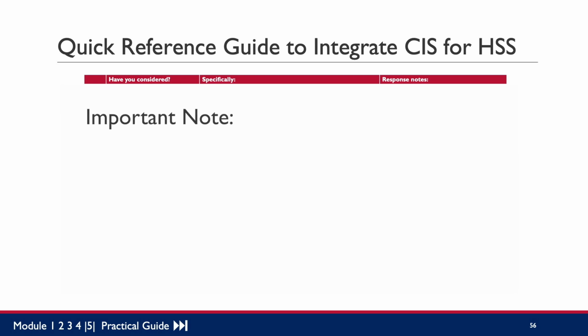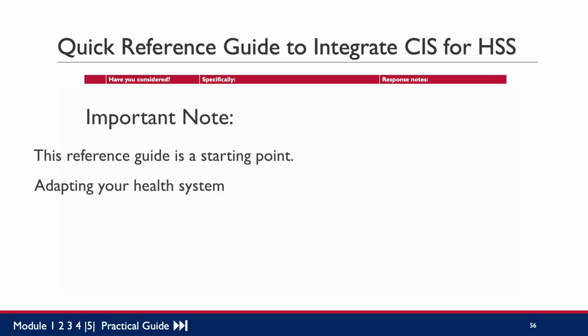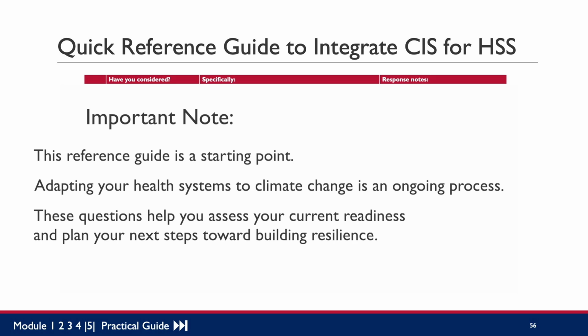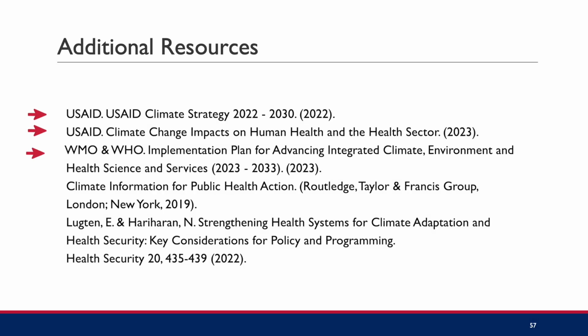Important note, this reference guide is a starting point. Adapting your health systems to climate change is an ongoing process. These questions help you assess your current readiness and plan your next steps toward building resilience. You may find these additional resources helpful in complementing the learning materials provided here. These include USAID strategy guidelines and information on the more technical aspects of CIS for HSS.